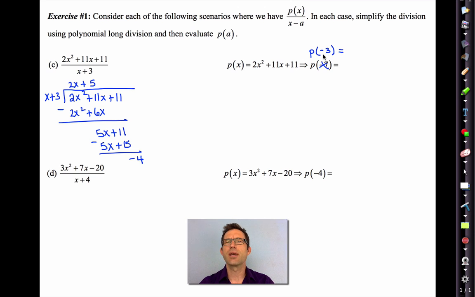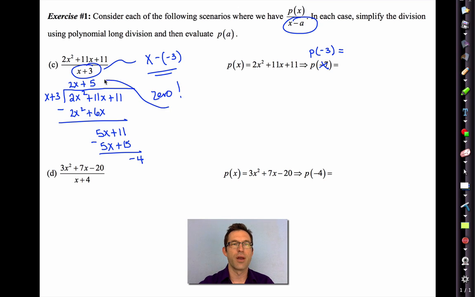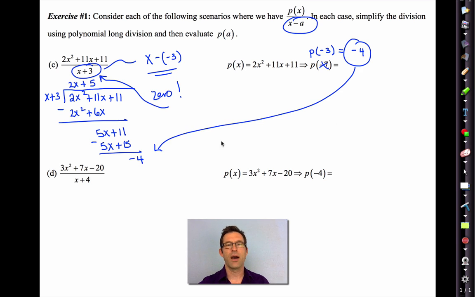Now, I want you to understand, I'm now going to evaluate p of negative 3, because again, I want to look at this as x minus negative 3, right? It's always x minus a. Another way to think about it is that we are going to evaluate the numerator at the zero of the denominator, the value of x that makes that 0. Pause the video now and evaluate p of negative 3. And oh my goodness, look at that. It's negative 4. Wow.